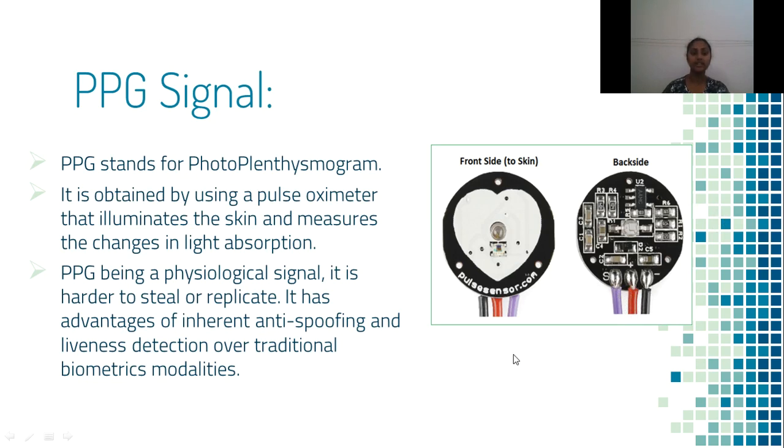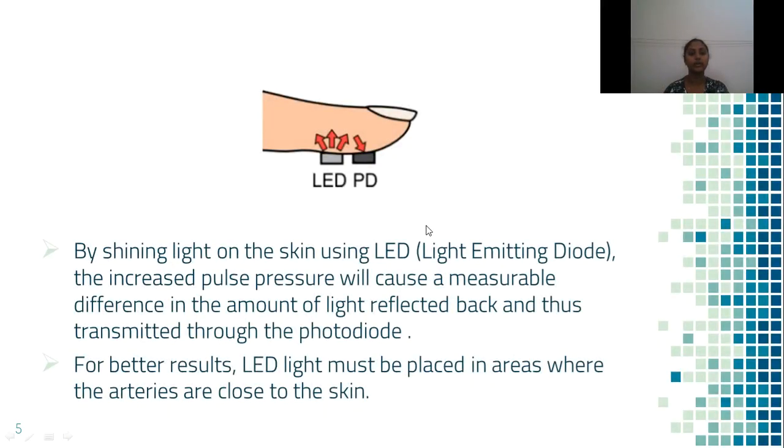This PPG signal, being a physiological signal, is harder to steal or replicate, hence it can be used for biometric purposes. This is how the PPG sensor collects the data: by shining light on the skin using the LED, light emitting diode, the increased pulse pressure will cause a measurable difference in the amount of light reflected back and thus transmitted to the photodiode. Here the light comes through the LED, and what we need to do is block that light and put your hand on the PD sensor.